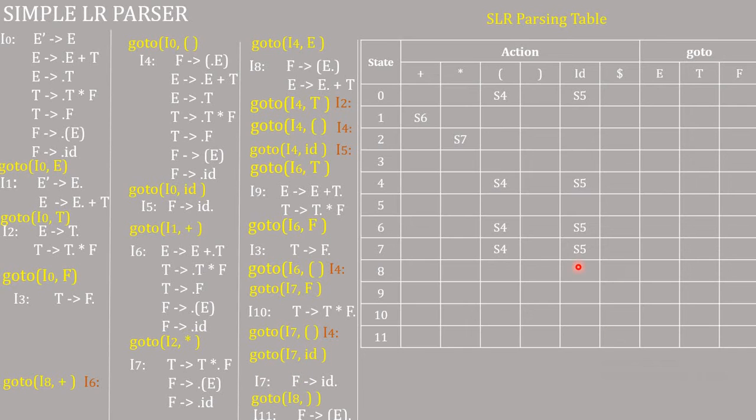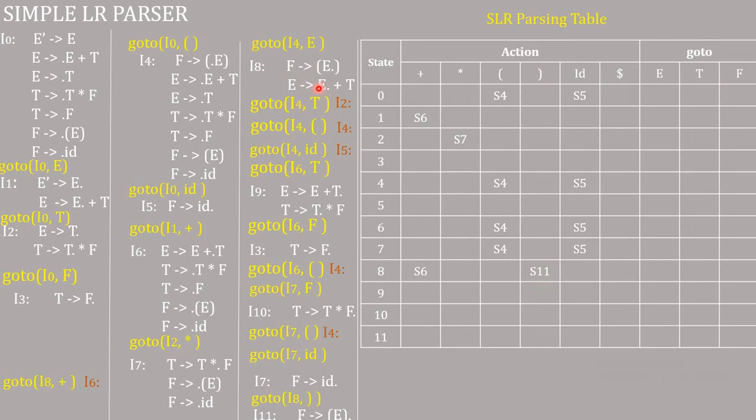So let us proceed further. Till state 7 we have implemented it. So what about state 8? For state 8 it is dot followed by closed bracket. So for 8 and closed bracket you have to apply the shift operation. What operation are you going to apply? Go to of I8 comma closed bracket is I11. So you have to apply S11. So in this field it is S11.